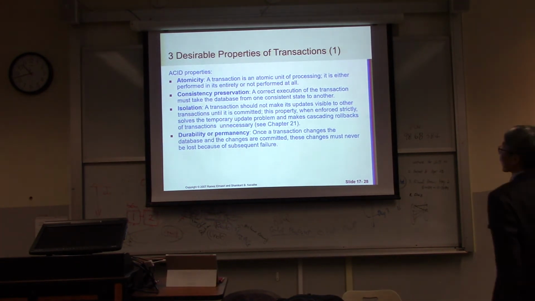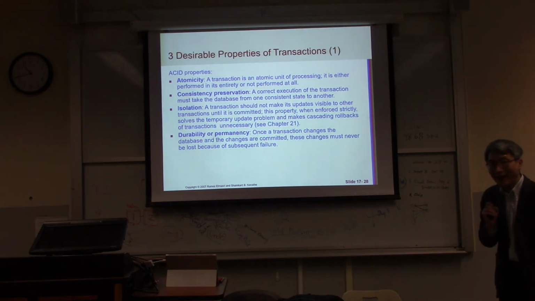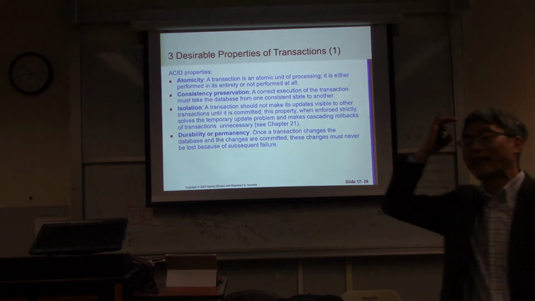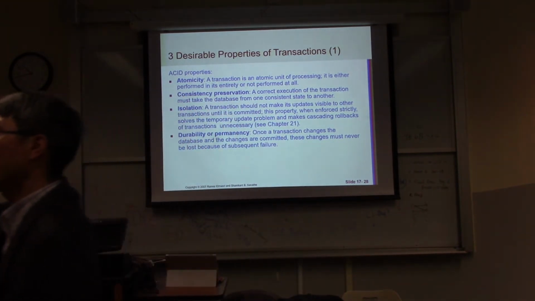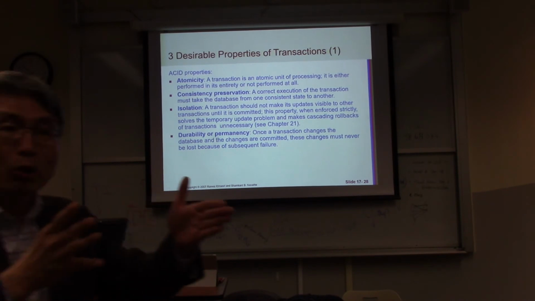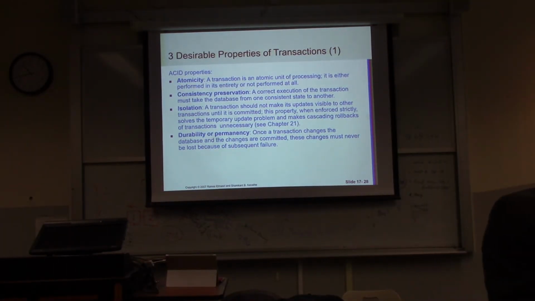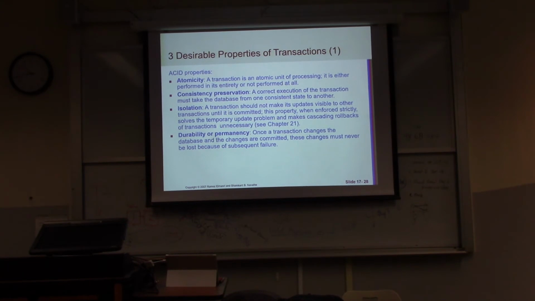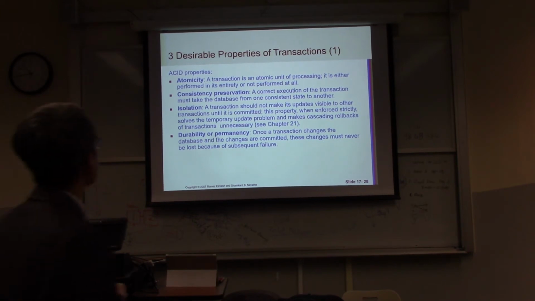Okay? Then consistency preservation means, do you remember the database state? Database state means database schema plus data. That is called the database state. So any transaction guarantees moving from one database state to another database state. Okay, that is called the consistency. The database should be guaranteed consistent. Okay, by solving what? The synchronization problem. Okay, so that is the consistency.